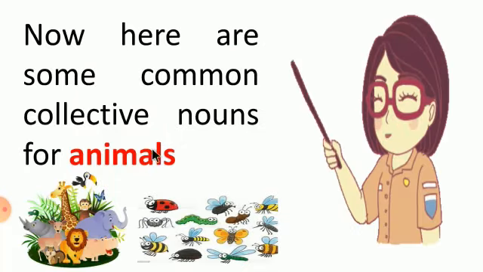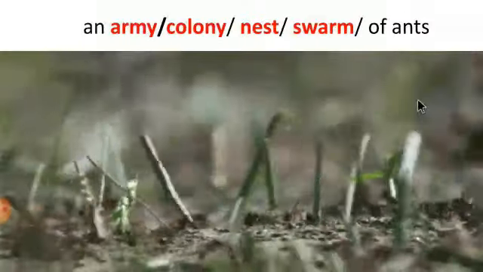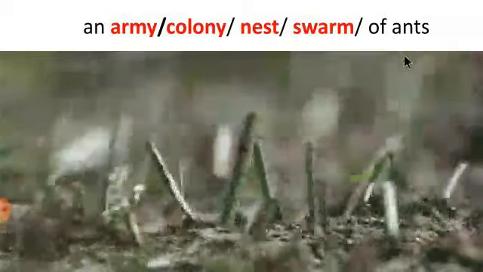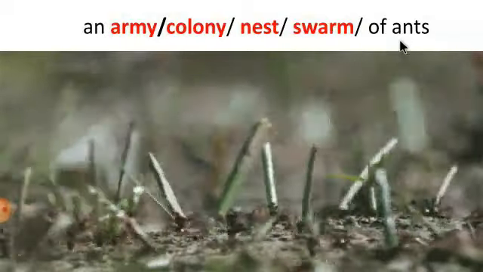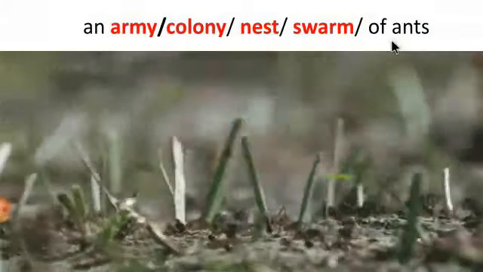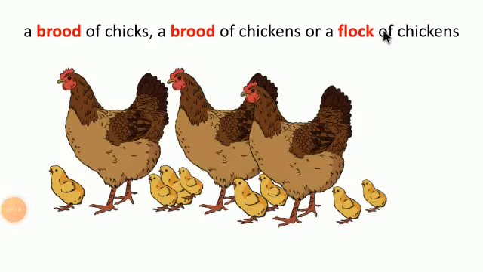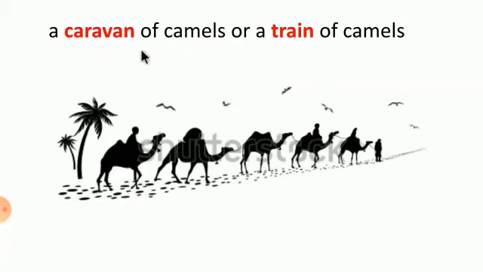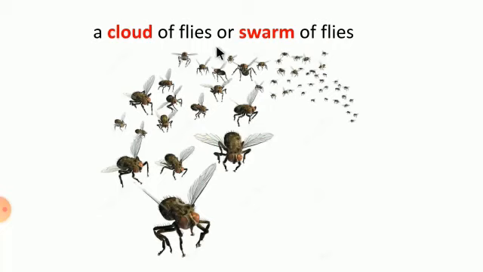Now, here are some common collective nouns for animals. An army of ants. A colony of ants. A nest of ants or a swarm of ants. A brood of chicks, a brood of chickens or a flock of chickens. A caravan of camels or a train of camels. This caravan or train is when the camels are traveling. A cloud of flies or a swarm of flies.